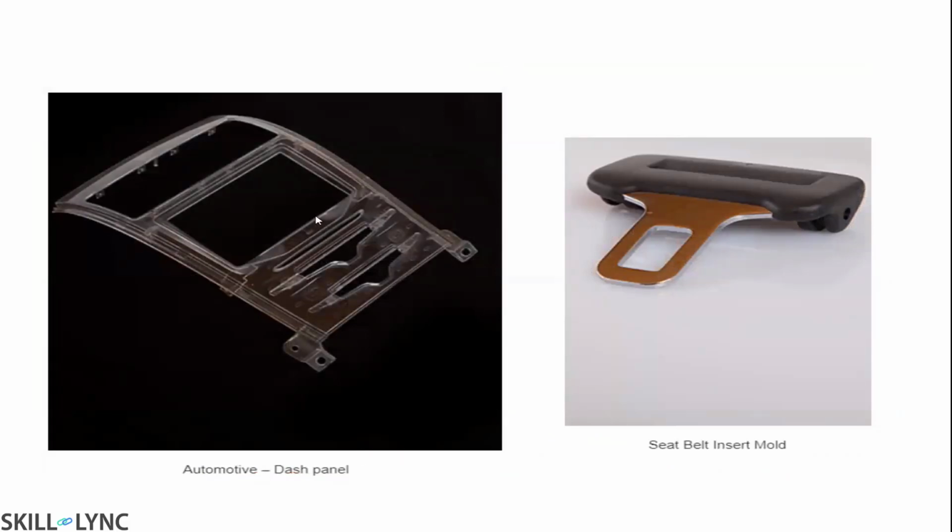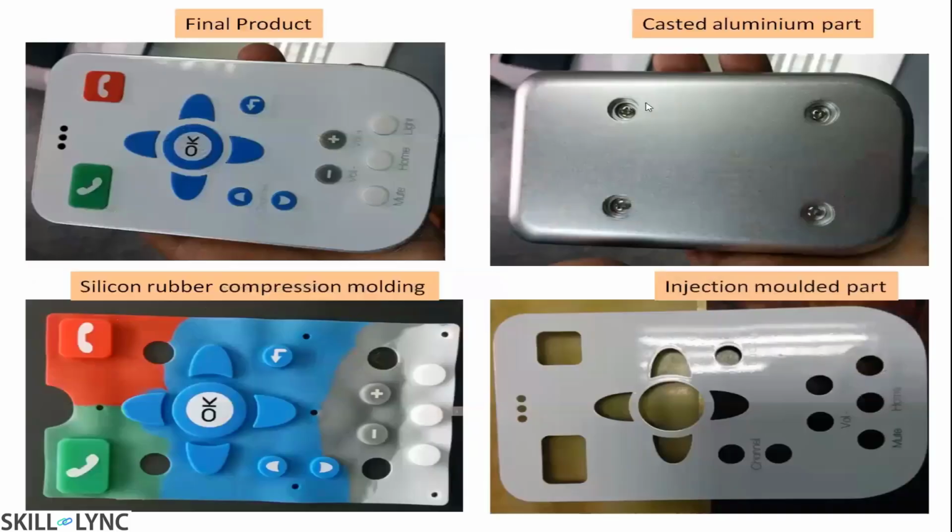And this is the dash panel you can see in the core. These are all injection molded parts. This is the seat belt part where a metal part is inserted into the molding. All of this is in a single process, not in secondary operations. This is the sample final product of a combination of casted part, injection molded part and silicon compression molding.